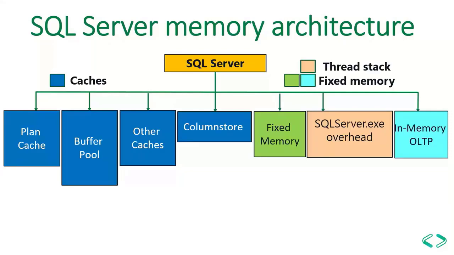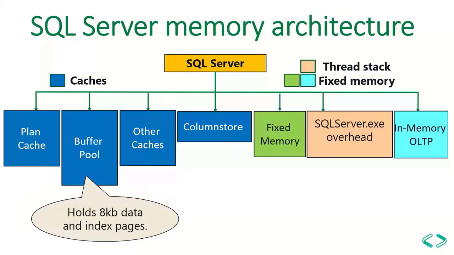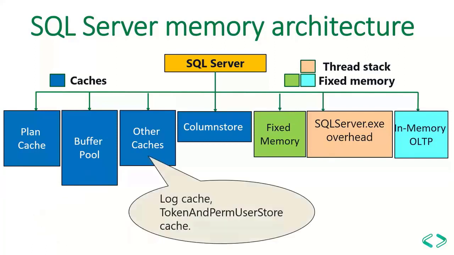The first component, plan cache, is one of the bigger components. It stores the stored procedures, query plans, etc. The buffer pool is the major component of the SQL Server. It holds the 8 KB data pages and the index pages. There are also other types of cache like log cache, and token and perm user store cache. What the token and perm user store cache does is store the user permissions on the objects.